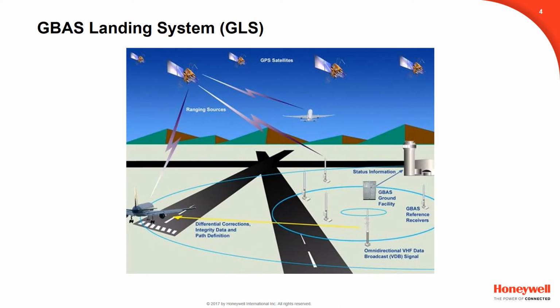GLS, which stands for GBAS Landing System, is also known as Local Area Augmentation System, or LAAS. This system provides a GNSS-dependent alternative to ILS. It uses a single GBAS airport ground station to transmit corrected GNSS data to the E2 aircraft and enables pilots to fly a precision approach with much greater flexibility.